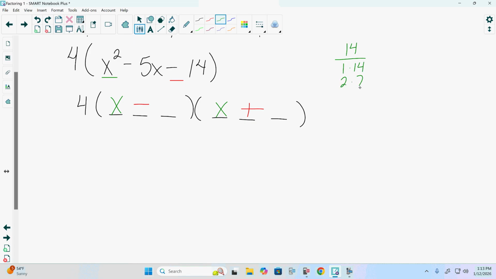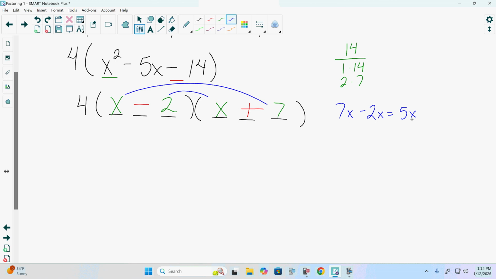Now, factors of 14, we have 1 and 14 or 2 and 7. Which one do we want to try first? 2 and 7. The 7 we want positive, 2 negative. And then we can check: 7x times 7 is positive 7x. Negative 2 times x, negative 2x. 7x minus 2x gives us positive 5x.